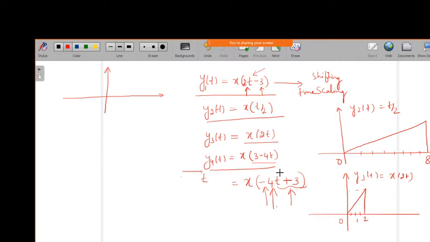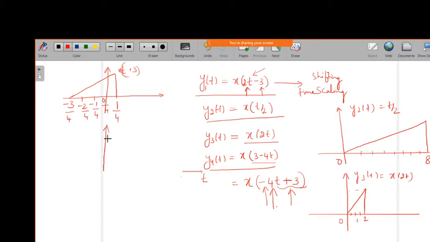So from where will it start? Since it is x of t plus 3, it will start from minus 3 and end at plus 1: minus 3, minus 2, minus 1, 0 and 1. Now this is your x of t plus 3. So what is the scaling we need to do? It is divided by 4. So you have to divide this by 4.